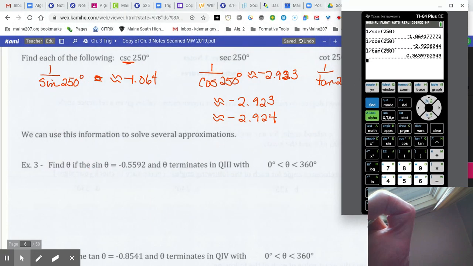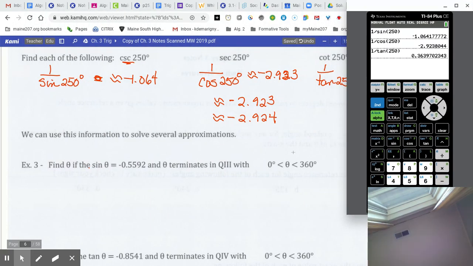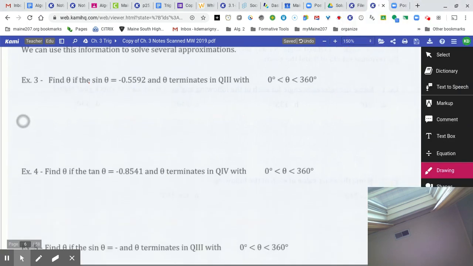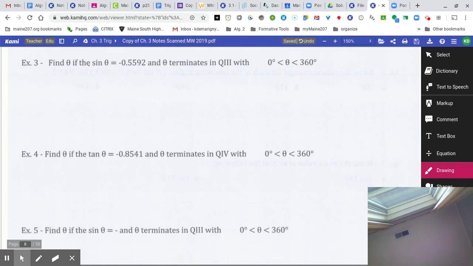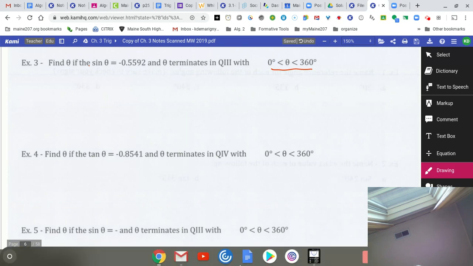Let's move our calculator back over here. We'll finish this up pretty quickly with a couple more examples. You can use this information to solve several approximations. Now, this is an interesting thing that I need to work on. So if I'm asking you to find the value of theta, if sine of theta is negative 0.5592, and theta terminates in quadrant 3, and you're only working once around the circle, so that's what that means, between 0 degrees and 360 degrees.